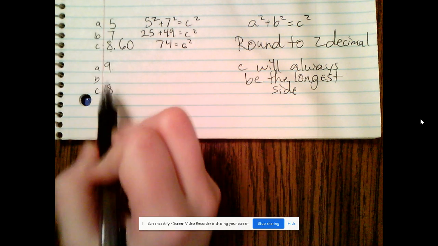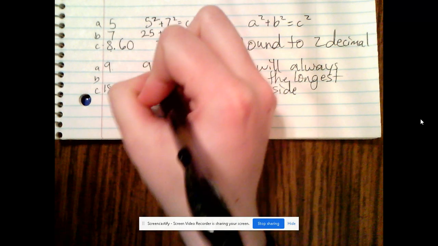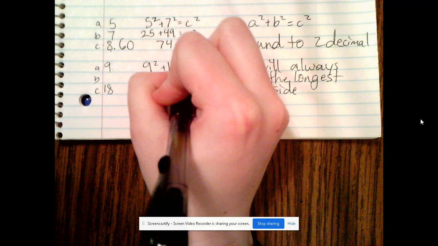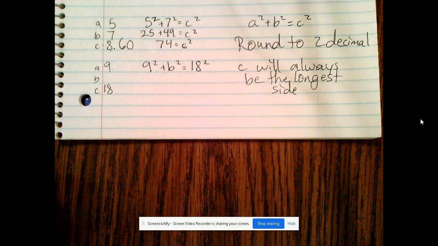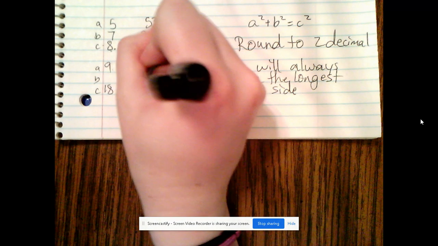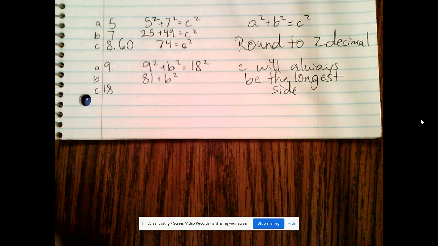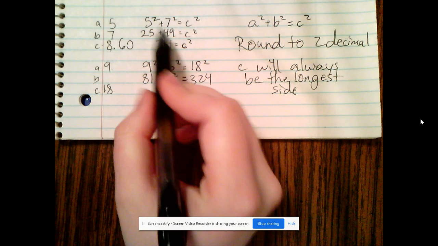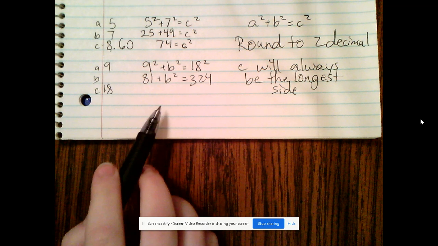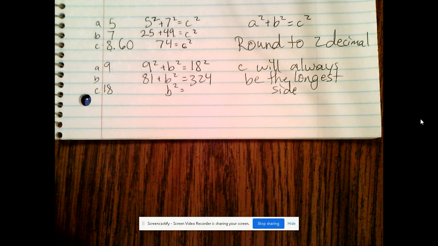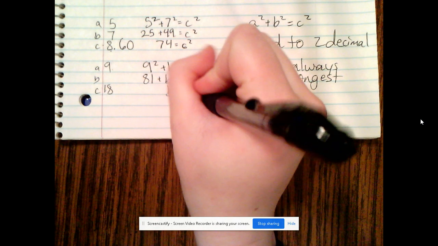So we're going to plug in our A and our C. So in this case, we have our A squared, which is 9 squared, plus B squared equals 18 squared. So now we have our 9 squared, which equals 81, plus B squared equals 18 squared, which equals 324. So now, instead of adding them like we did up here, we're going to subtract them because we're trying to find one of the legs. We're trying to get the B squared by itself. So we're going to do 324 minus 81, which equals 243.